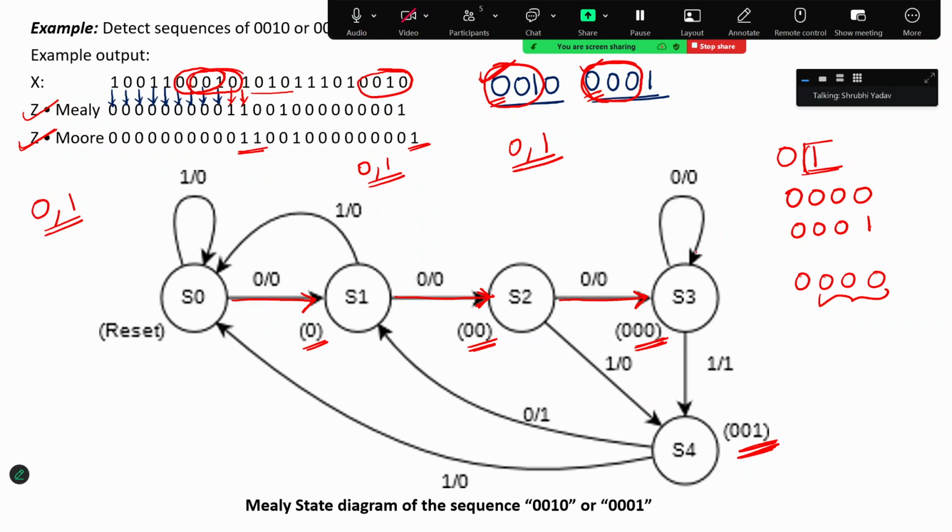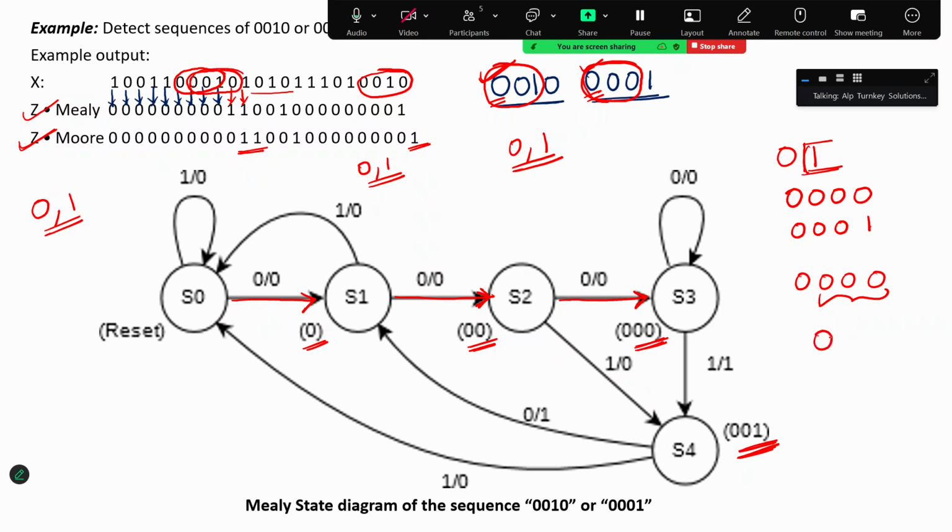First I need to check for 3 bits. If 3 bits are not matching, I need to check for 2 bits. If 2 bits are not matching, I need to check for 1 bit. So 3 bits are matching, that's why it will go to the same state. Same state. Understood? So what is the output? So that means I didn't get the sequence. So output is 0 only. Understood the concept? Okay.